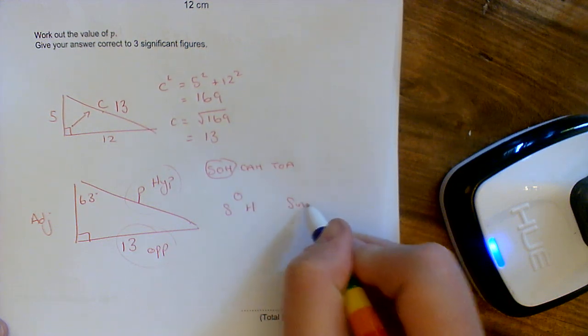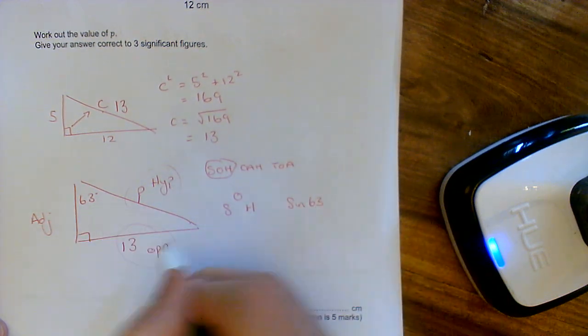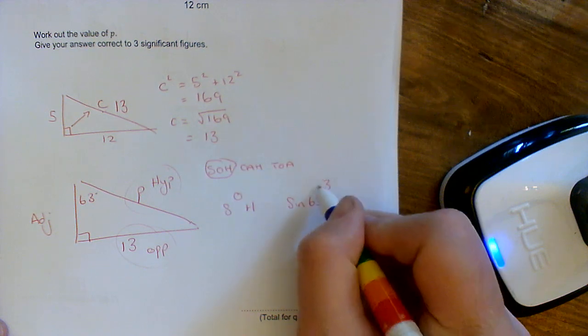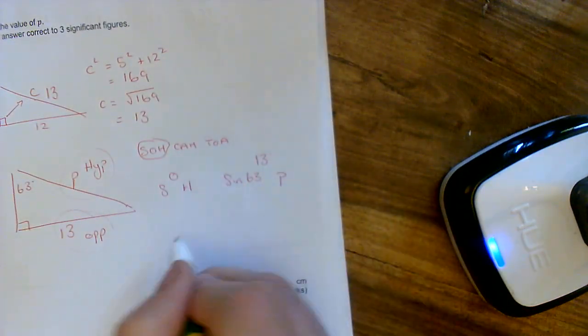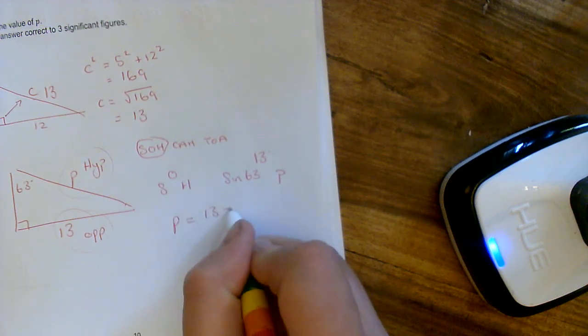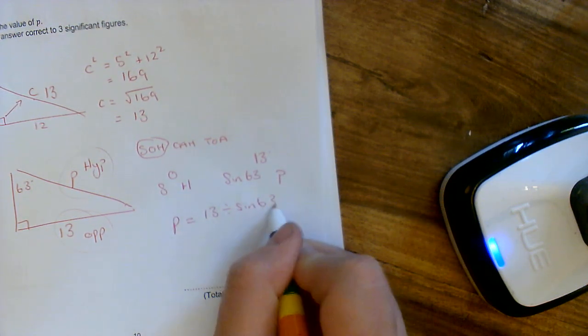S is sine of the angle, so 63. The opposite side is 13 actually, and then P is the hypotenuse. So this little triangle tells me that P is equal to 13 divided by sine 63. And let's go for that one.